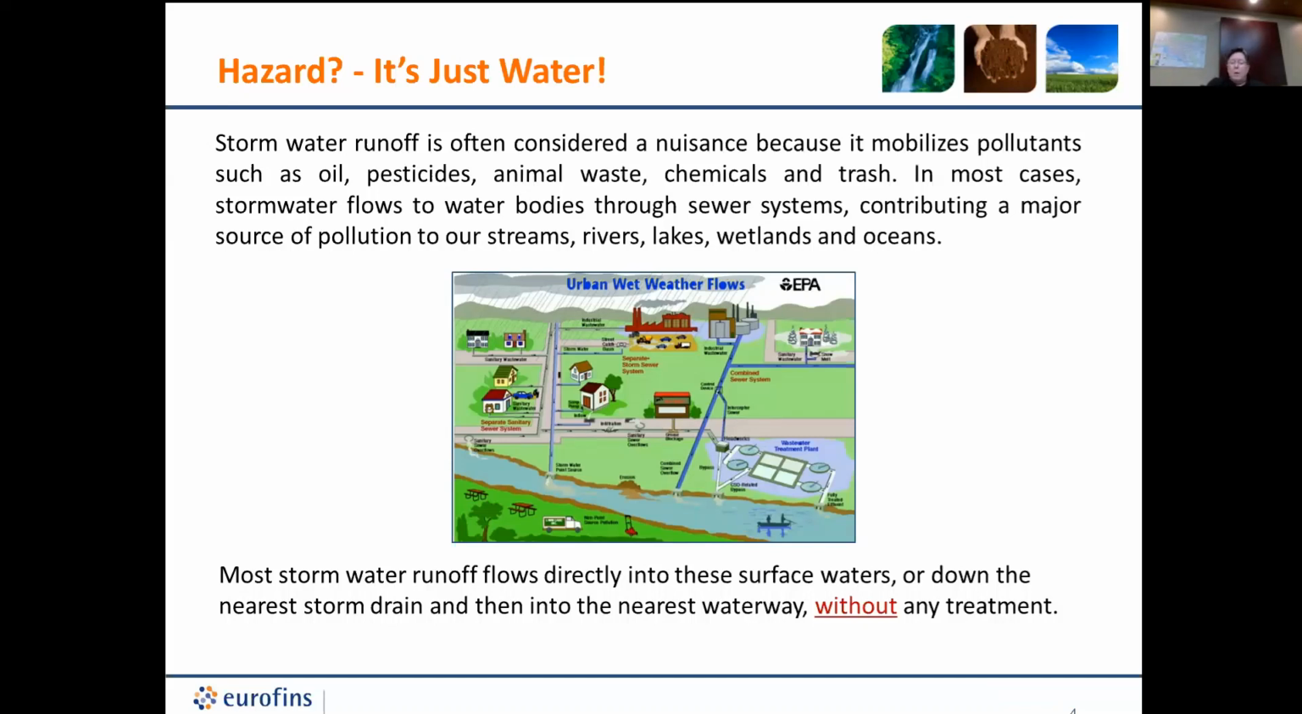One thing to keep in mind, most stormwater runoff flows directly into these surface bodies of water or down the nearest storm drain, and it's not being treated at all. There's no treatment happening with this stuff, and that's where the dangers arise.